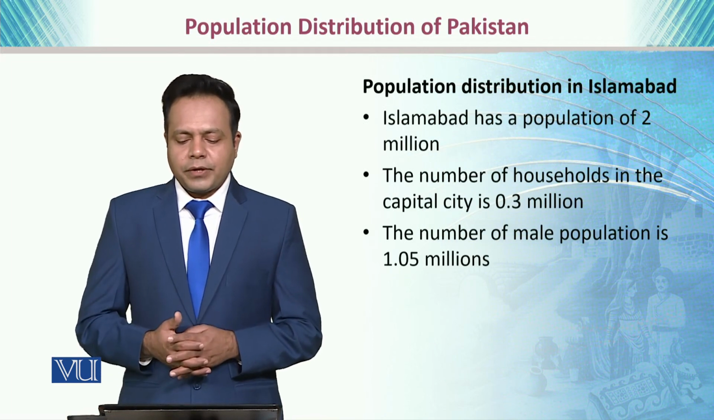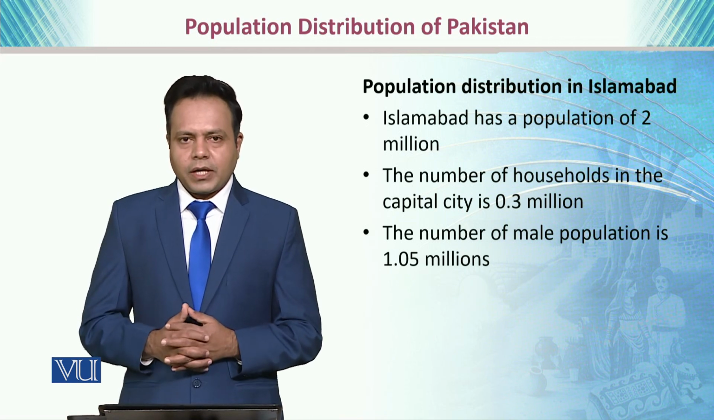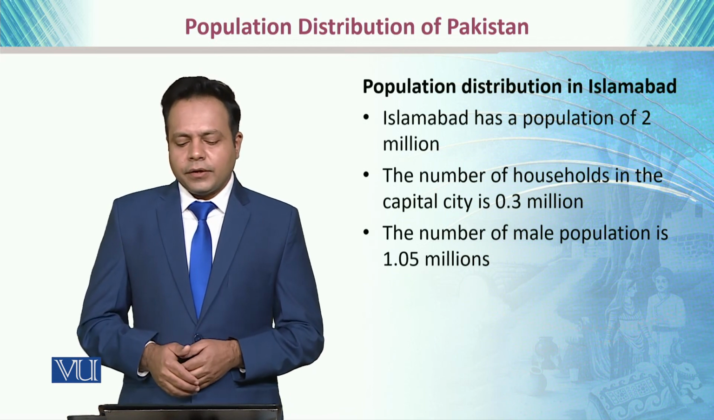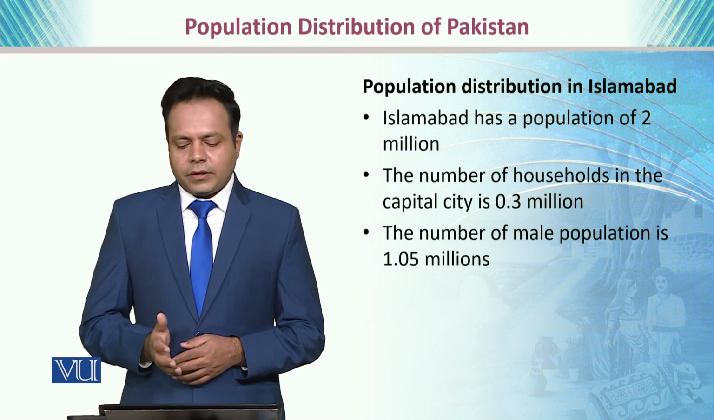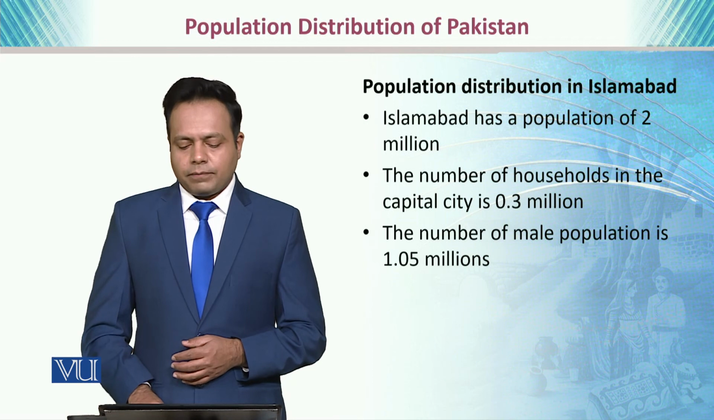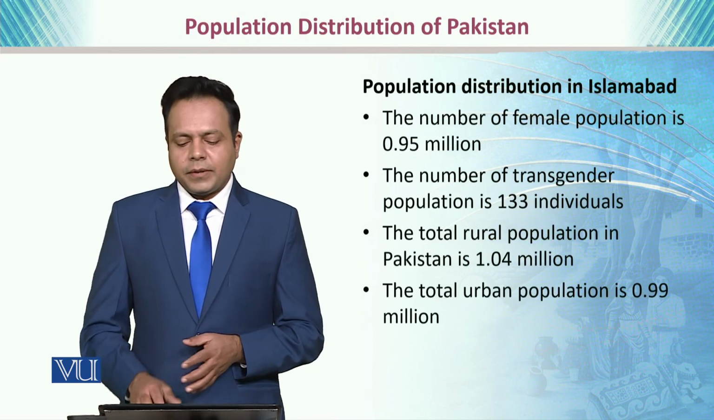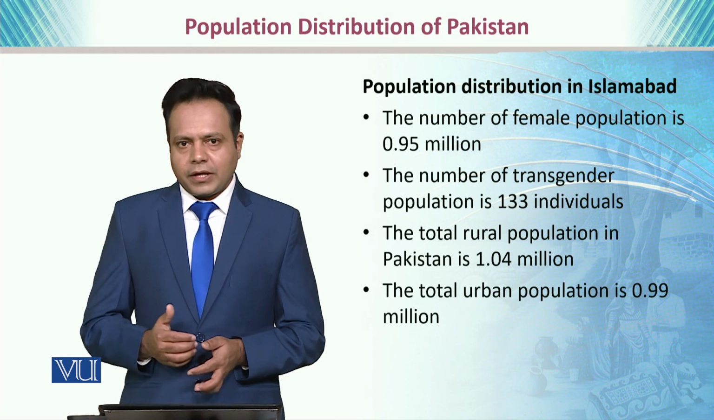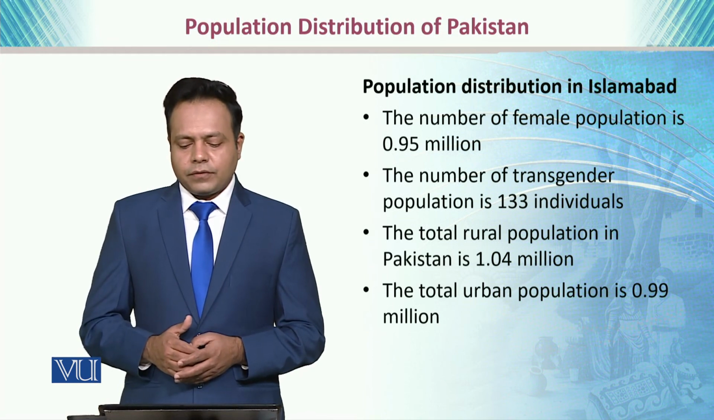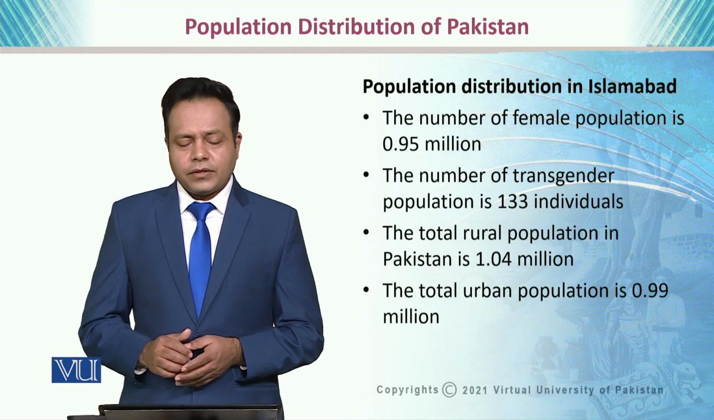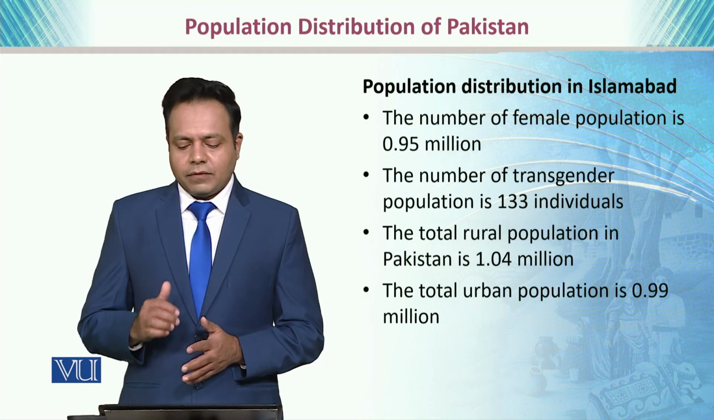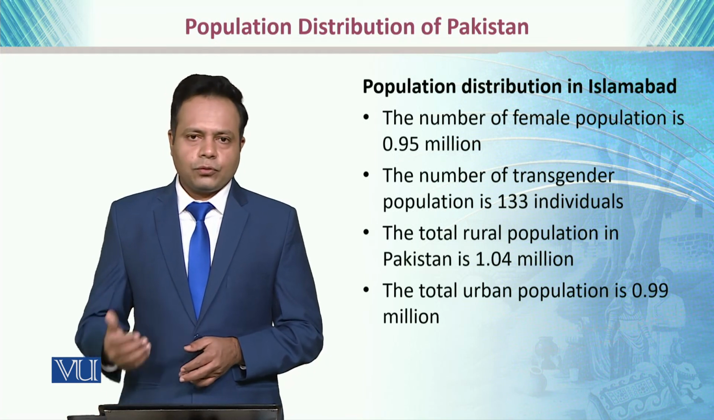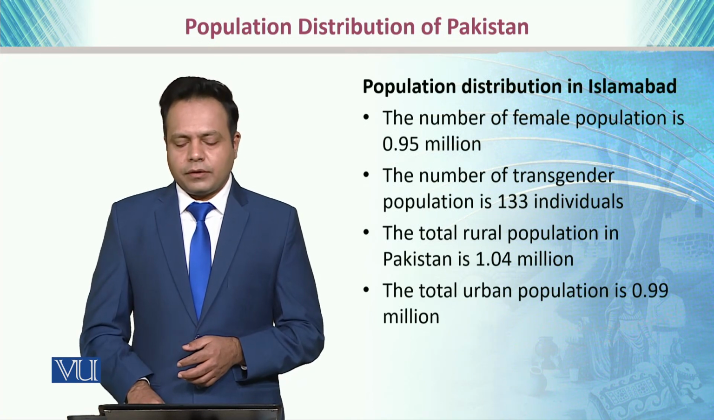If we talk about the capital territory of Islamabad, it has a population of about 2 million. The number of households in the capital city is 0.3 million. The male population is almost 1 million. Similarly, the female population is slightly less than 1 million. The transgender population is 133 individuals, whereas the total rural population is estimated to be 1.04 million in comparison to the urban population, which is 0.99 million.